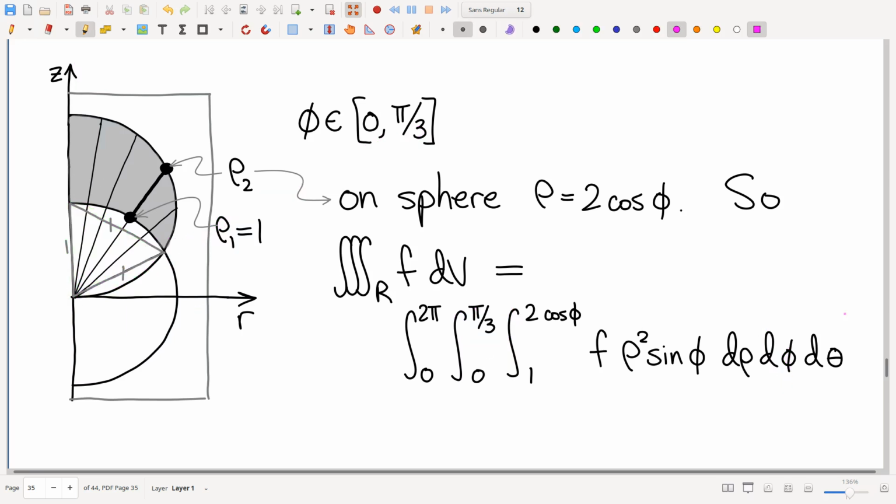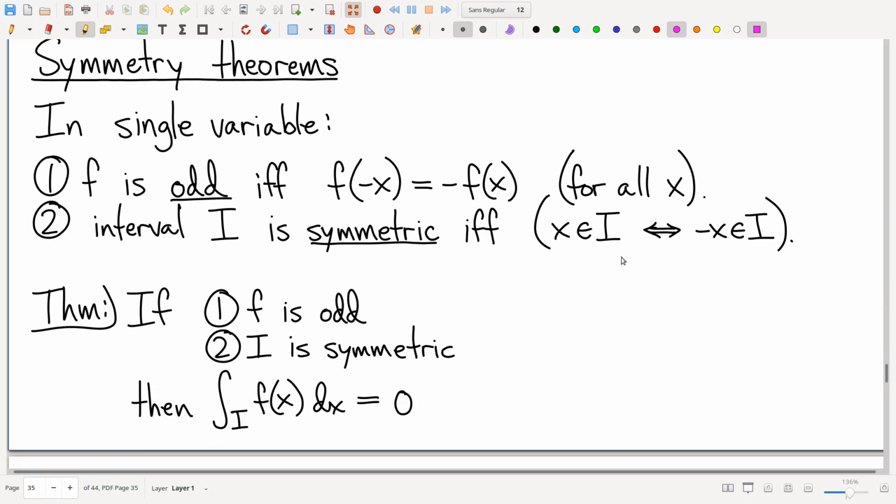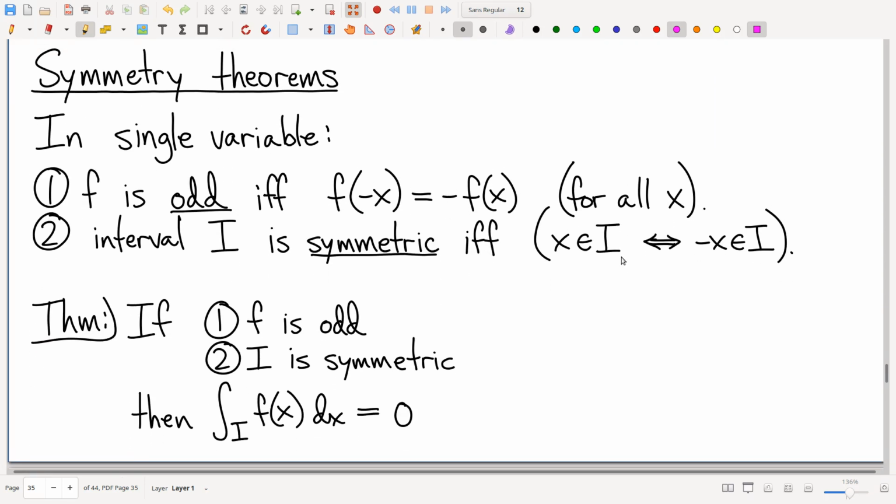Okay, so that does it for spherical coordinates. Now we're going to move on and talk about symmetry theorems. This is some really cool stuff. Underappreciated, underrepresented, in my opinion, in most multivariable calculus textbooks. I think this is a really powerful result.